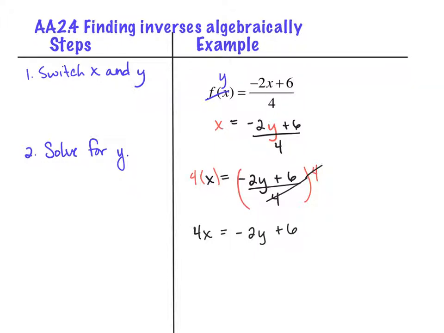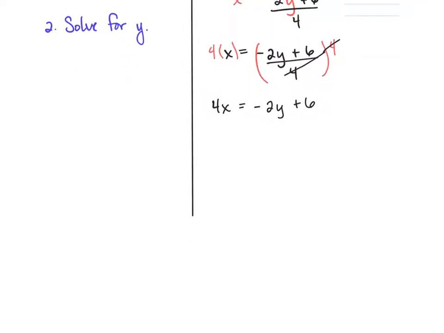And then I can just go back to my inverse operations and getting y alone. So next I'm going to subtract 6. Remember that 4x and negative 6 are not like terms, so instead of combining them or attempting to, I'm just going to write 4x minus 6 equals negative 2y.